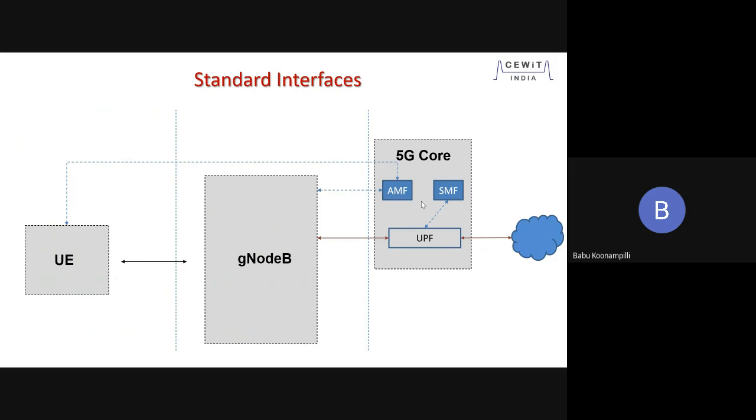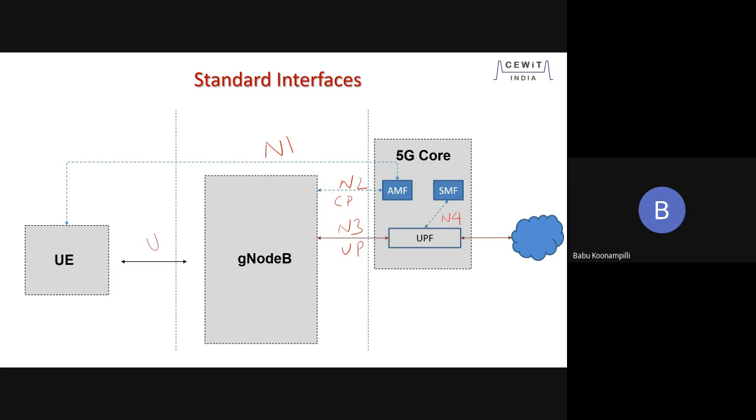A quick look at the standard interfaces that are there, again defined by 3GPP. There is something called N1, which is a logical interface between the UE and the 5G core. And there is N2, which is between the gNodeB and the 5G core for the control plane part. This is a control plane interface. N3 is the user plane interface between the 5G core and the gNodeB. And there is N4 between the SMF, which I'll come to in a later session. The session management function is a control plane function, and the user plane function is the user plane function. So this is the control plane to user plane protocol called N4.